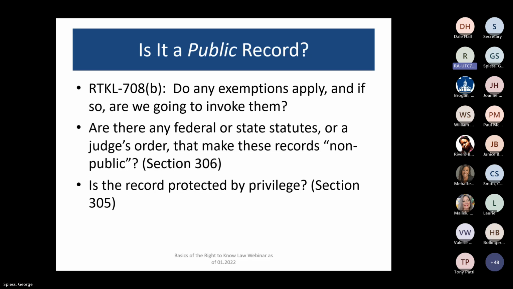All right, so let's go back and take a look at these hoops. There's no exemptions that apply, or if there are, we've chosen not to invoke them. There's no other laws that say these records are confidential, and they're not protected by privilege. Okay, we've made it through the three hoops. Now we can jump over the second hurdle. And when we do that, we're saying these records are public and we're releasing them to the public in response to the Right to Know request. Okay, you've successfully maneuvered through the obstacle course. Congratulations.